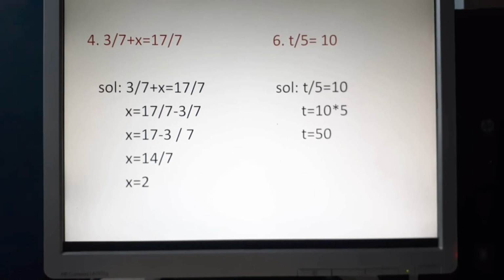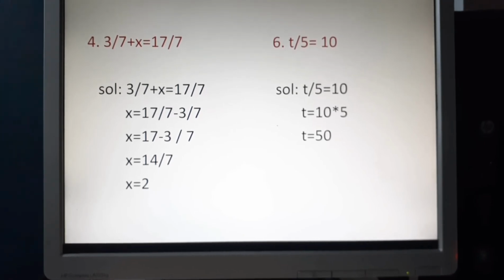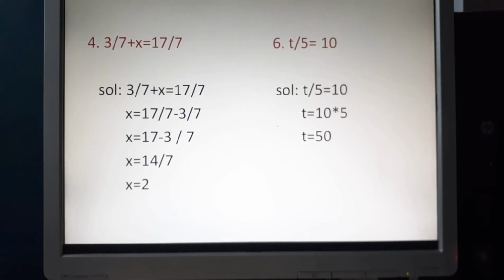5 comes that side. It comes under multiplication. So, t is equal to 10 into 5. So, 10 into 5 is equal to 50. So, t is equal to 50.